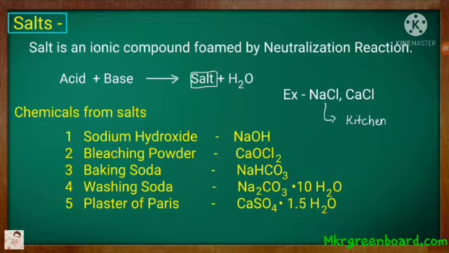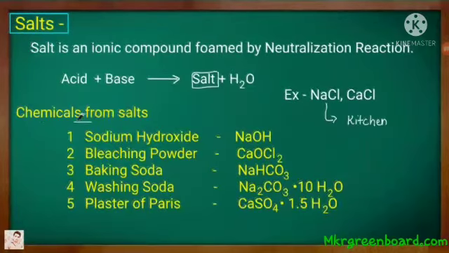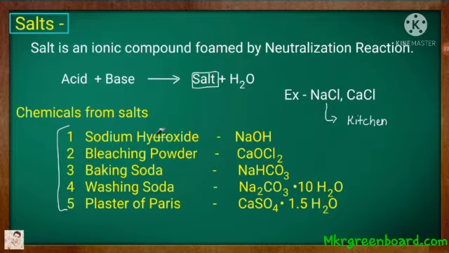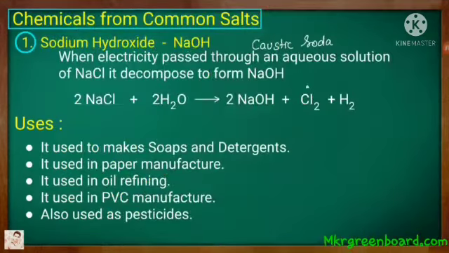Now chemical forms of the salt. Compounds: first one sodium hydroxide NaOH, second one bleaching powder CaOCl2, third one baking soda NaHCO3. These are the important compounds of salt.